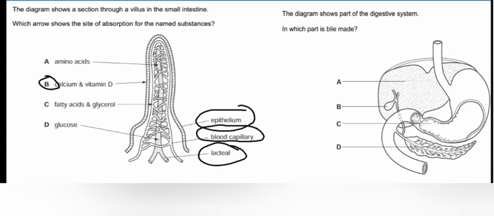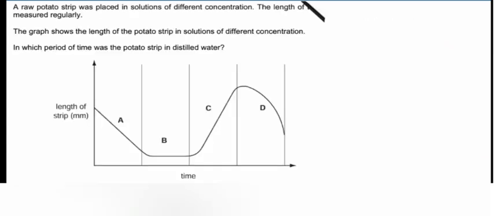The diagram shows part of the digestive system. In which part is bile made? So in which part is bile made? So the bile is made in the liver. So you can say the liver is A. Let's see the next question.